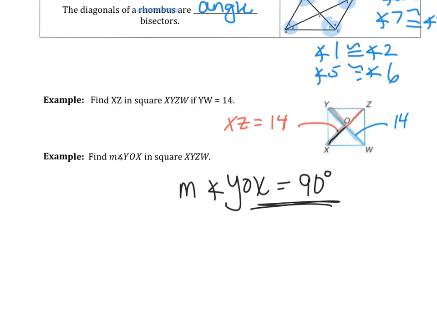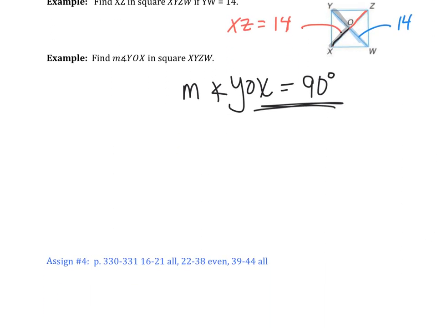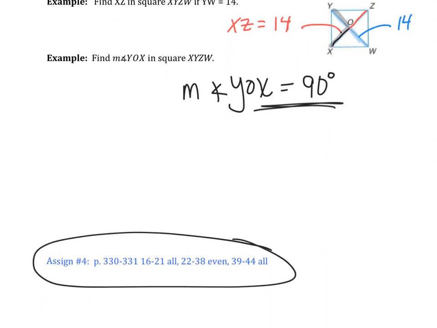All right. Down below here, you do have your homework listed. Remember, it's the next page of the packet. Assignment number 4 here. You've got 16 through 21 all, 22 through 38 even, and then 39 through 44 all.